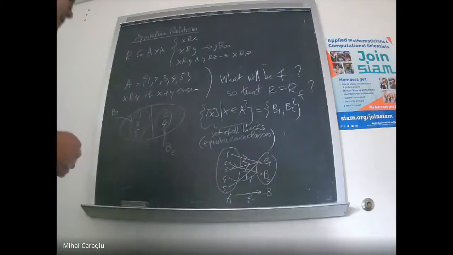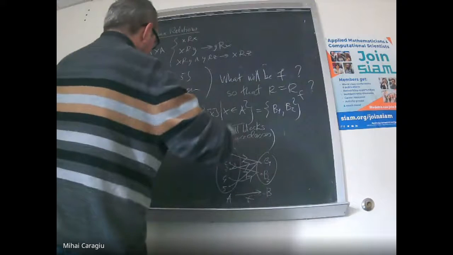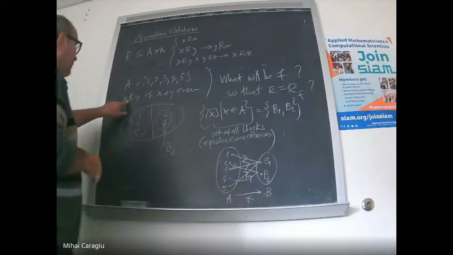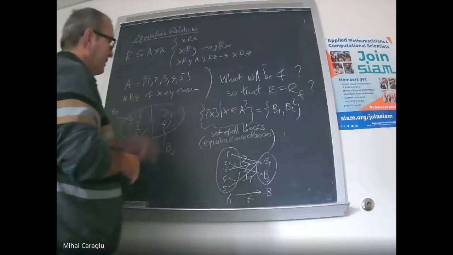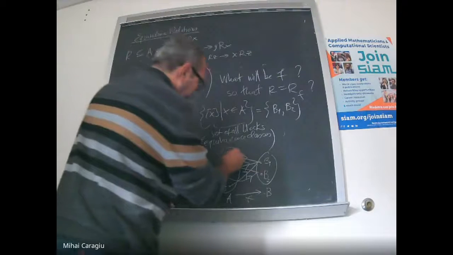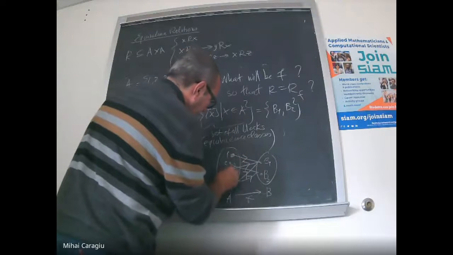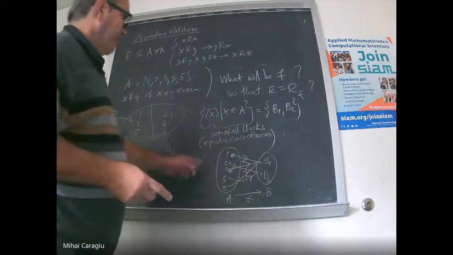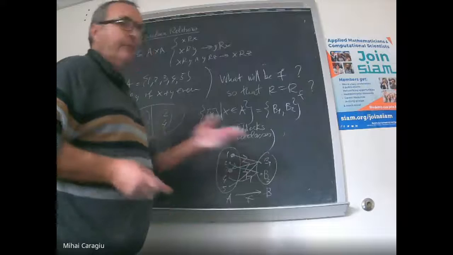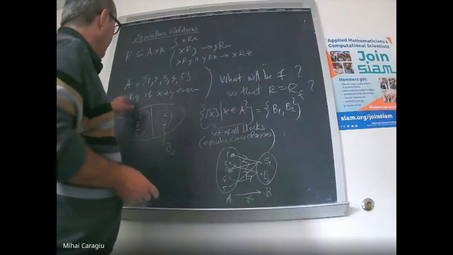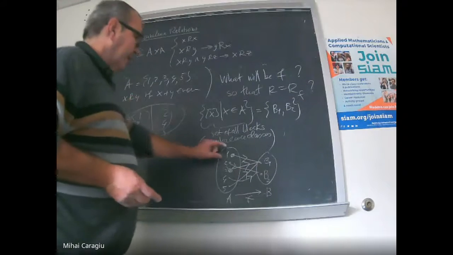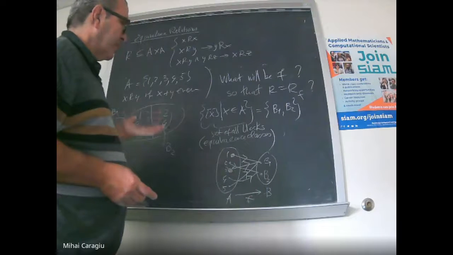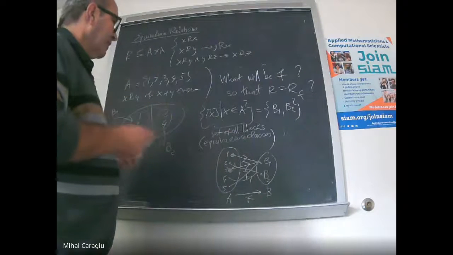And the equivalence relation induced by this function is exactly the same as the equivalence relation which we started with: X R Y if X plus Y is even. For example, look at 1 and 3. 1 and 3 are equivalent according to R sub F because F of 1 equals F of 3. But according to R, 1 and 3 are equivalent because 1 plus 3 is even. So R is the same as R sub F.